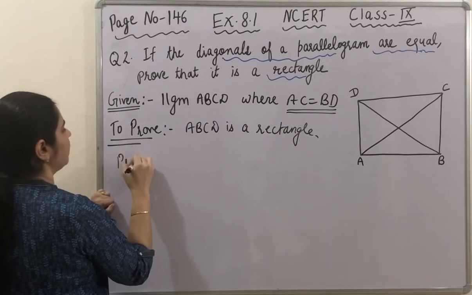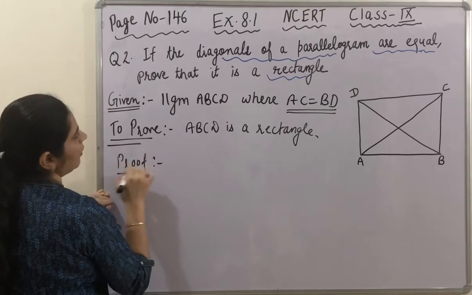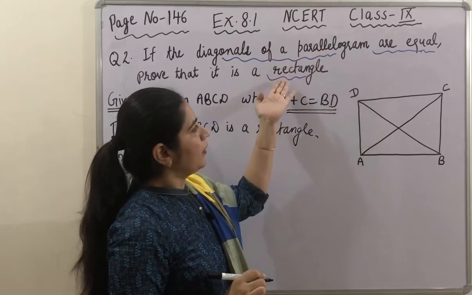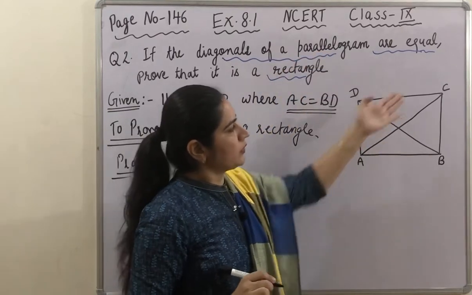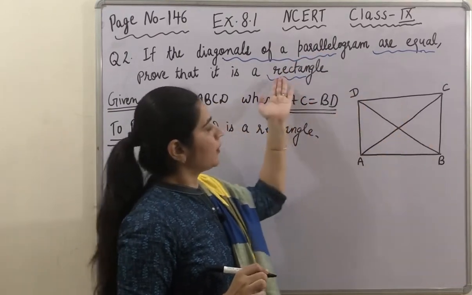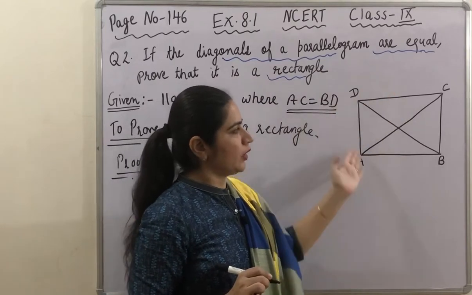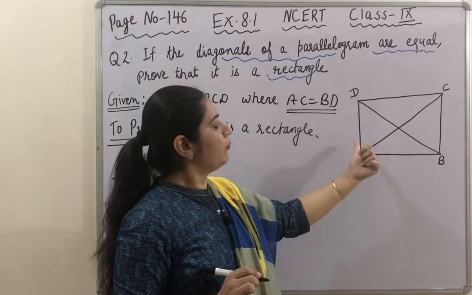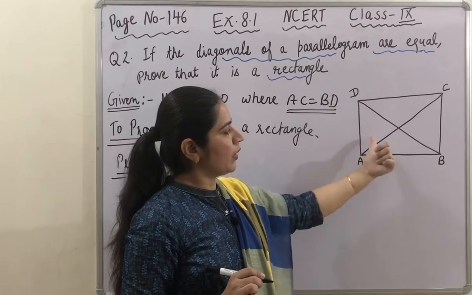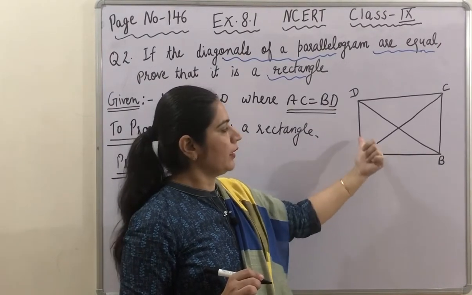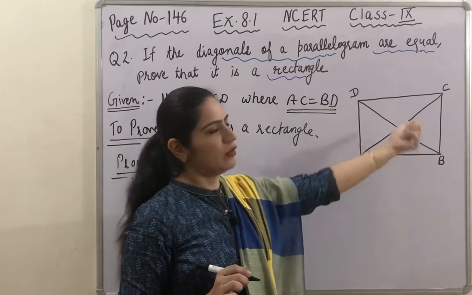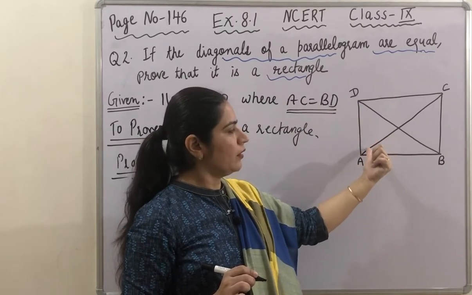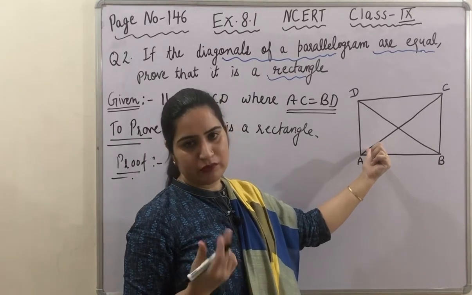We'll do the proof part. What is the difference between a parallelogram and a rectangle? In a parallelogram, opposite sides are equal, and in a rectangle also opposite sides are equal, but the difference is of angle. So if we prove one angle of a parallelogram is of 90 degree, then easily we can prove the others will also be 90 degree. So we are going to prove here one angle of a parallelogram is of 90 degree.